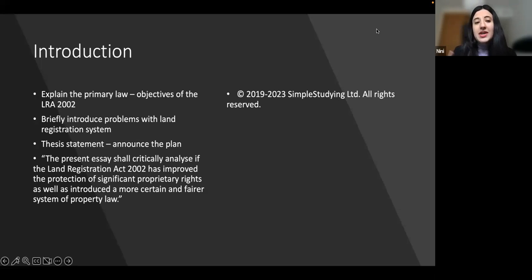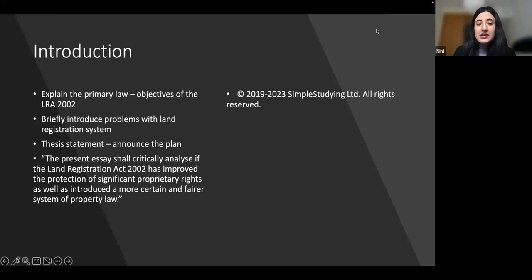And the thesis statement announces the plan of the essay. Something like this: the present essay shall critically analyze if the Land Registration Act 2002 has improved the protection of significant proprietary rights, as well as introduced a more certain and fairer system of property law.